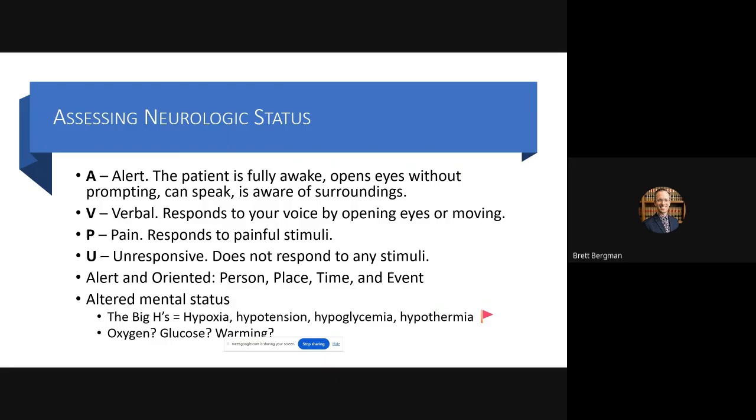And then when we have altered mental status, there are a few things that we can address as ski patrollers that we want to keep in mind as we are evaluating someone with altered mental status. So are they hypoxic? Are they hypotensive? Are they hypoglycemic? Is their blood sugar low? Or are they hypothermic? Because those four things we can address. We can give them oxygen, we can give them glucose, we can get them warm and in a warm environment out of the environment.